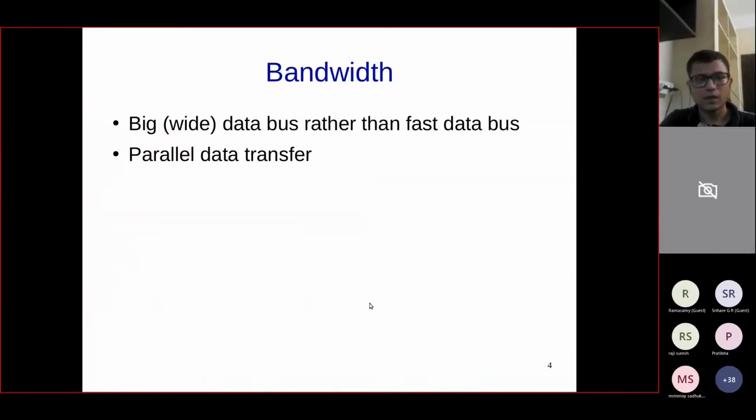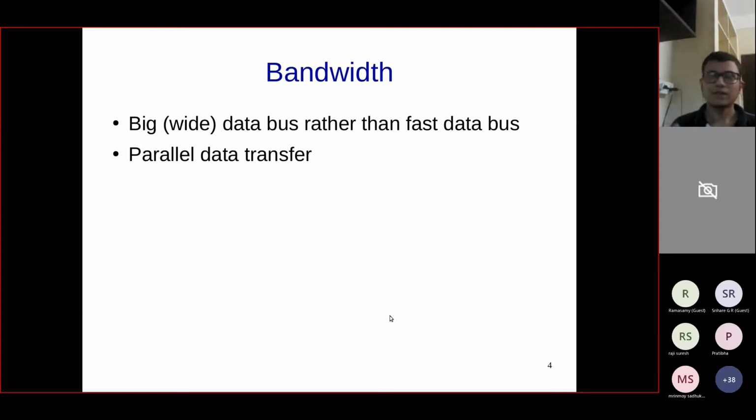Okay, so moving on. Let us talk about what bandwidth is and how it's typically associated with GPU. When we talk about bandwidth, it's about how wide the data bus is rather than how fast that data bus is. In the context of CPU-GPU communication, that's the PCI Express bus that I keep mentioning in a couple of lectures.